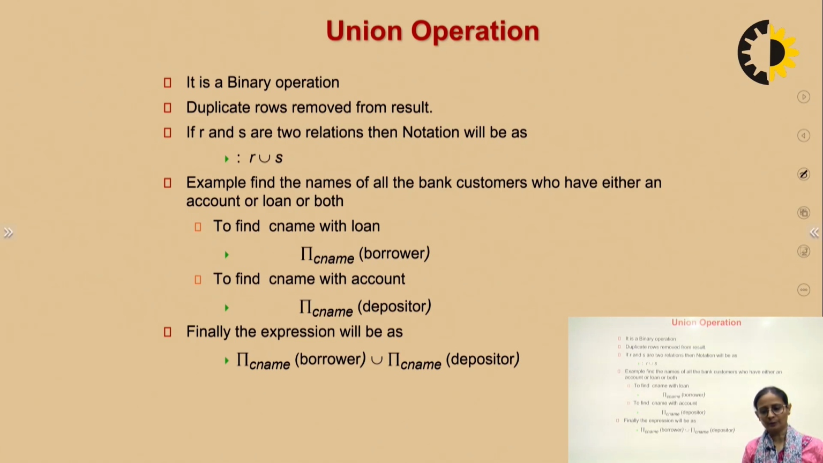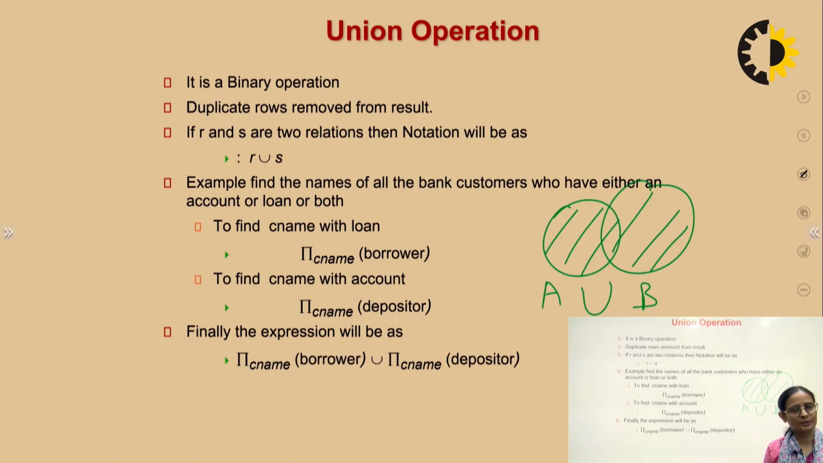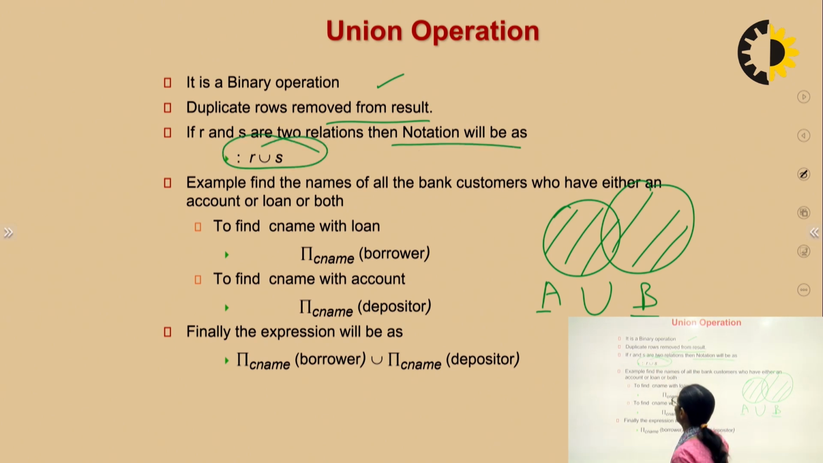Another important operator is the union operation. Just like in set theory, if I have set A and set B and I create a union, then it will show the output of both the sets. The same thing happens here. Instead of sets, I have relations. So here I require 2 sets or 2 relations. So it is a binary operation. Duplicate rows are removed from the final output. If R and S are 2 relations, then this is my notation.